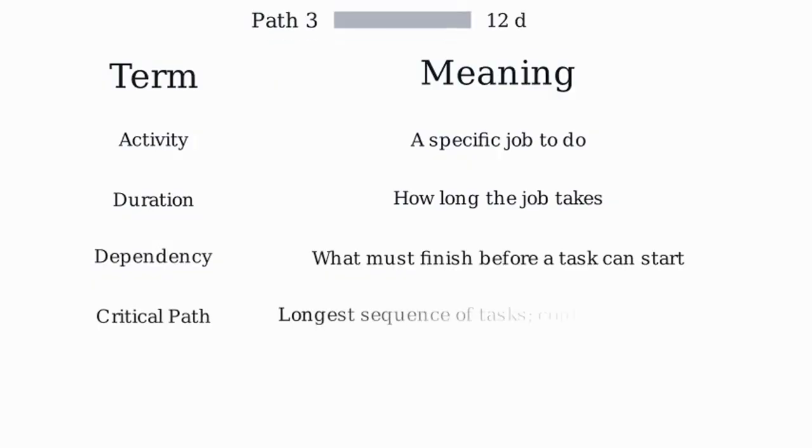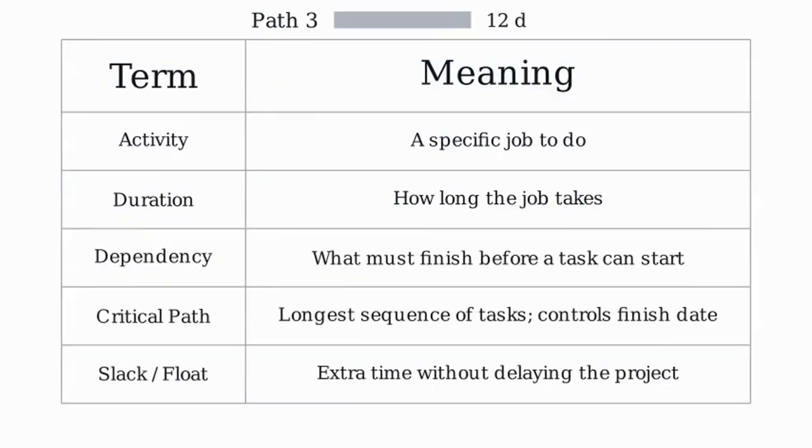Let us summarize the key terms you should remember. Activity is a specific job to do. Duration is how long the job takes. Dependency is something that must finish before another task starts. The critical path is the longest sequence of tasks from start to finish. Slack, or float, is the extra time a task can slip without delaying the project finish.